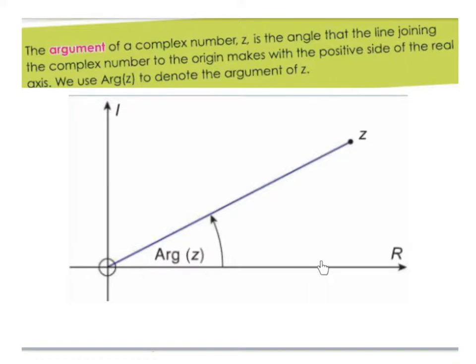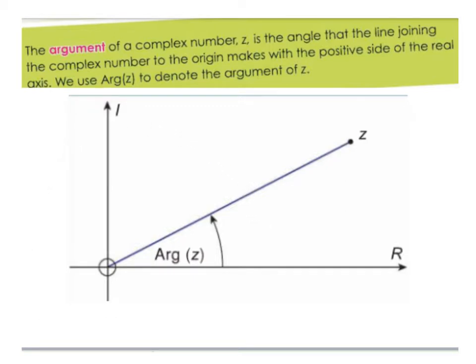So this is the real axis, and everything to the right of the imaginary axis is the positive part, and everything to the left is the negative part. So the angle that this line makes with the positive part of the real axis, so basically this angle here, this is known as the argument of z. So you have to go in an anti-clockwise direction.